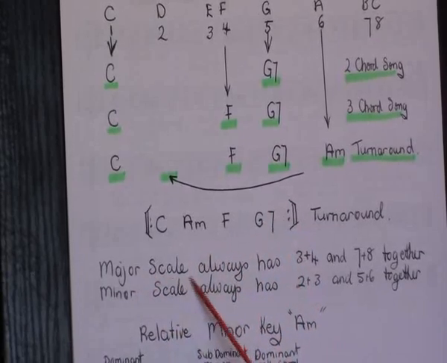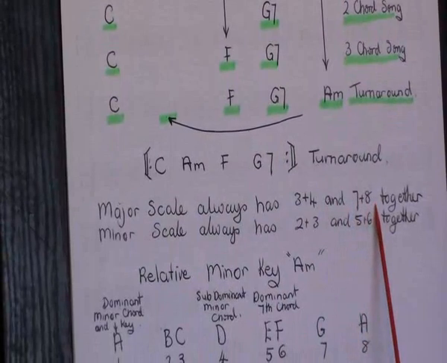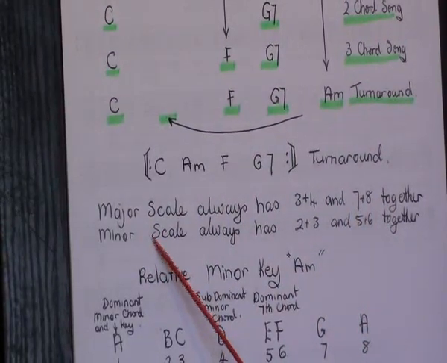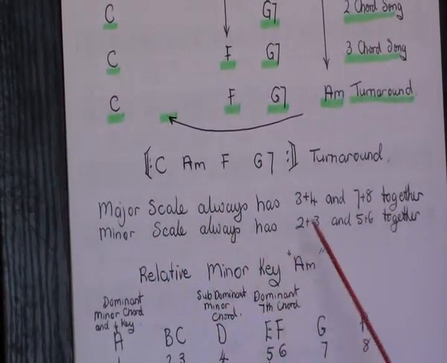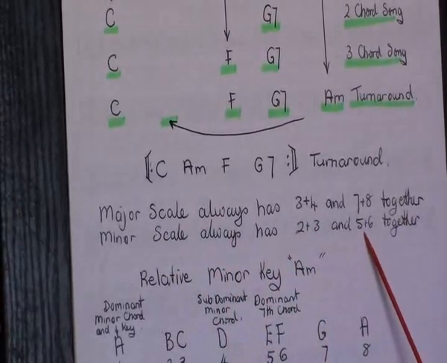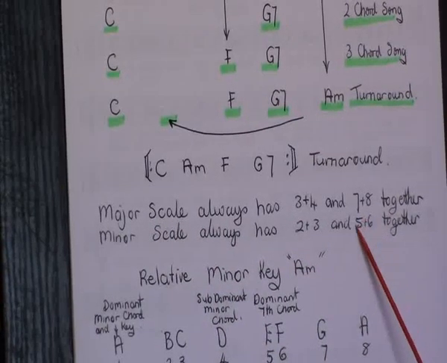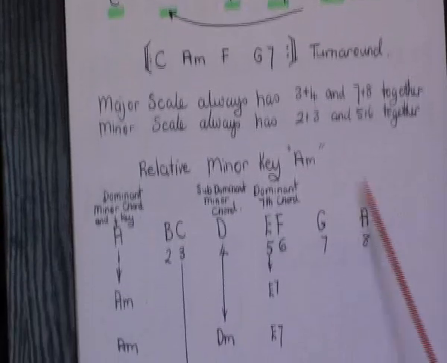So I've written here, a major scale always has 3 and 4 and 7 and 8 together. But a minor scale, if we look here, always has the 2nd and 3rd and the 5th and 6th. So we're in the same key, but we're in an A minor scale now. So I've got to get Johnny just to move the camera down so I can explain this to you.